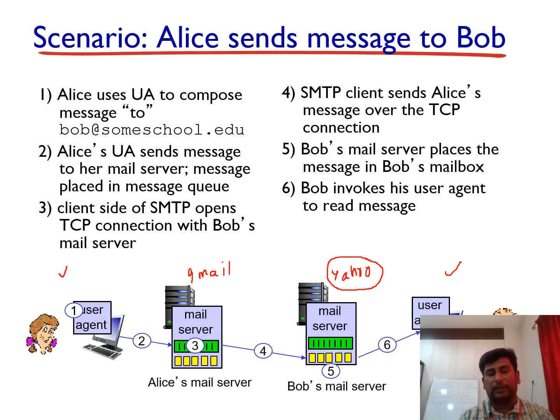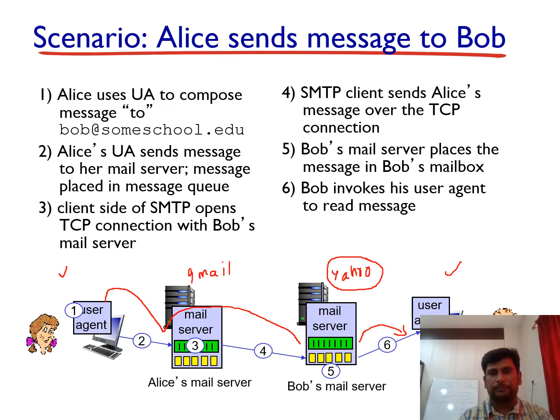In stage 4, the message is transmitted from the user agent to the mail server, now from the mail server of Alice to the mail server of Bob. Now Bob's mail server places the message in Bob's mailbox. Probably at that time Bob may be inactive, so he will not be viewing the mail, but it will be stored in Bob's mailbox. Whenever Bob logs into his mail, he will be able to read the message. So these are the different steps involved in sending a mail from one user to the other user.